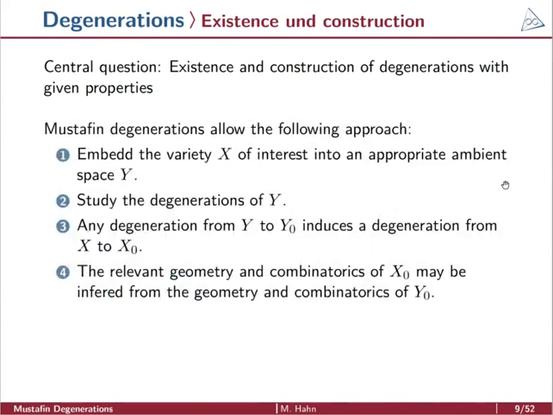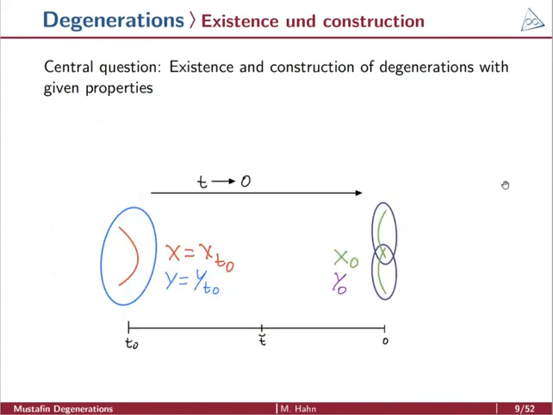And in the third step, one observes that any degeneration of y induces a degeneration of x. This is what this looks like. We have this parameter t here. For every value of the parameter t, once again, we get a degeneration of y and of x simultaneously, by restricting the degeneration of y in some sense to a degeneration of x. And then this limit of x will live in the limit of y.